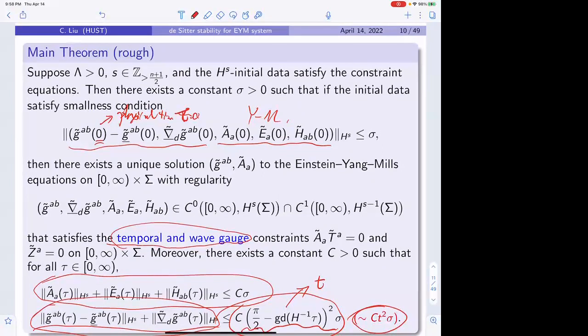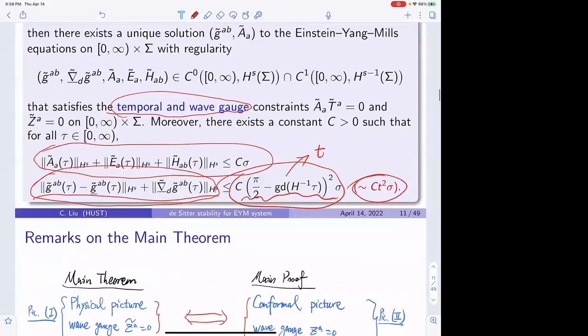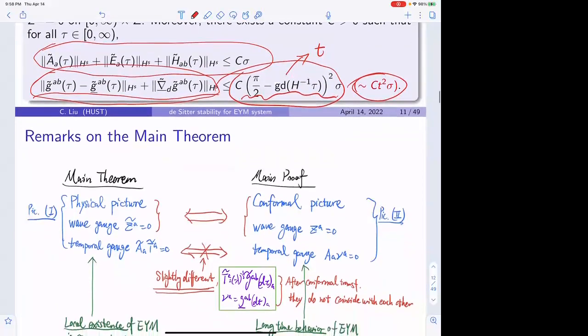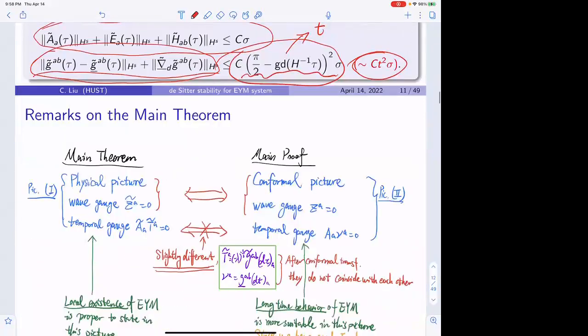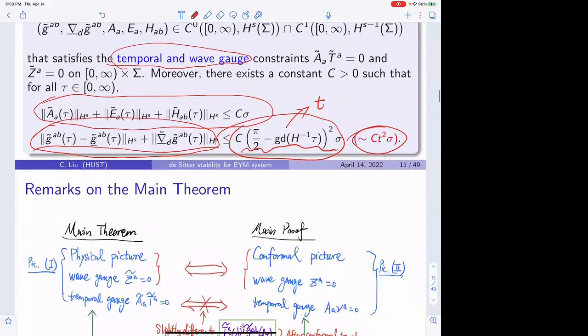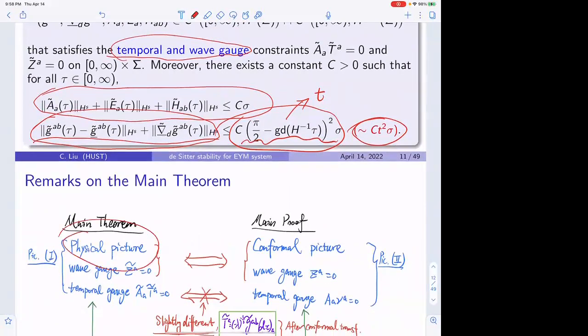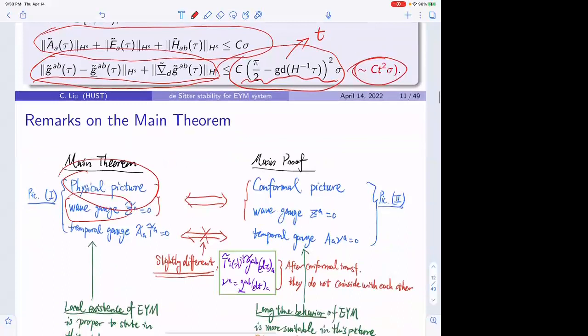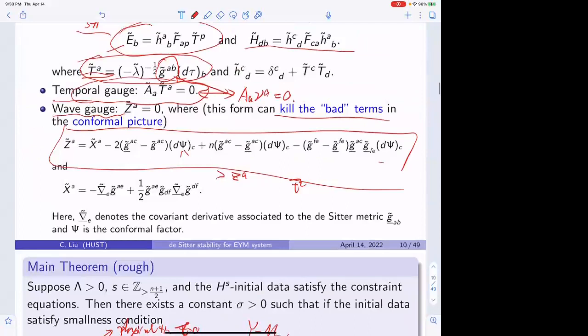Later on, we will use conformal time. So it's kind of confusing. Okay. I want to give some remarks on the main theorem. In this main theorem, you can see we describe every quantity in the physical picture. And we use the wave gauge and the tempo gauge like we defined before here.